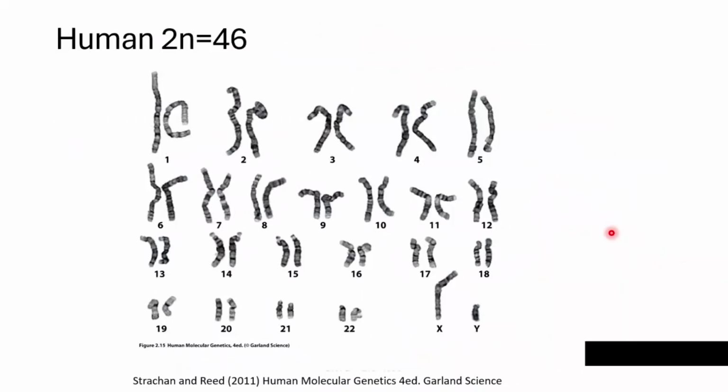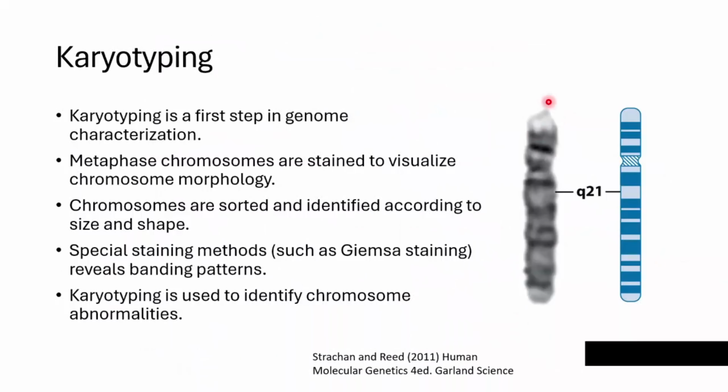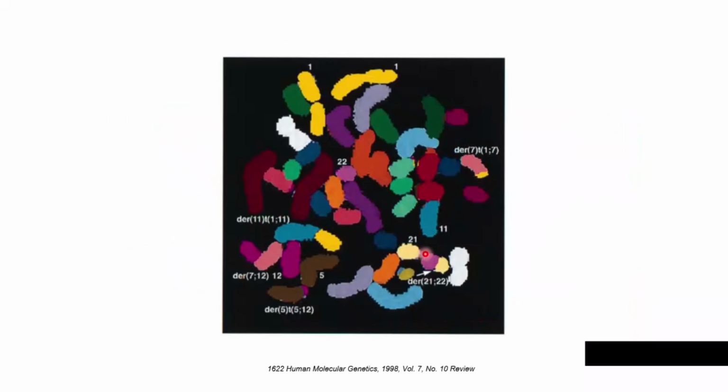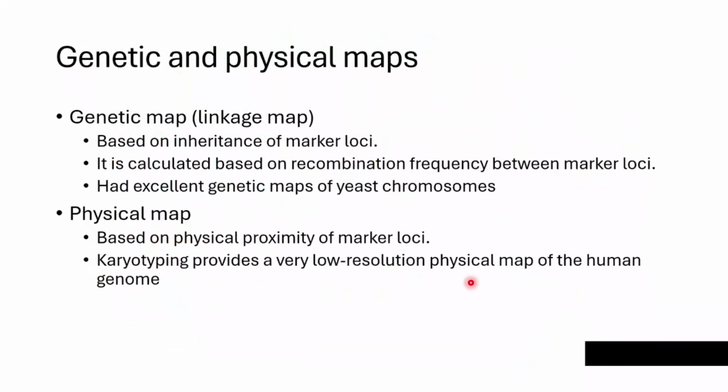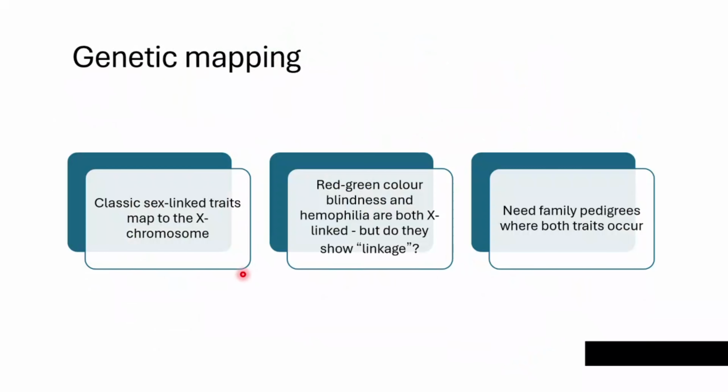should I put this picture everywhere? Technically a physical map, because these are specific sequences that are recognized by the Giemsa staining. It's not random. Okay? So you have somewhat of a physical map, but obviously you need to improve on this to be able to sequence the human genome.